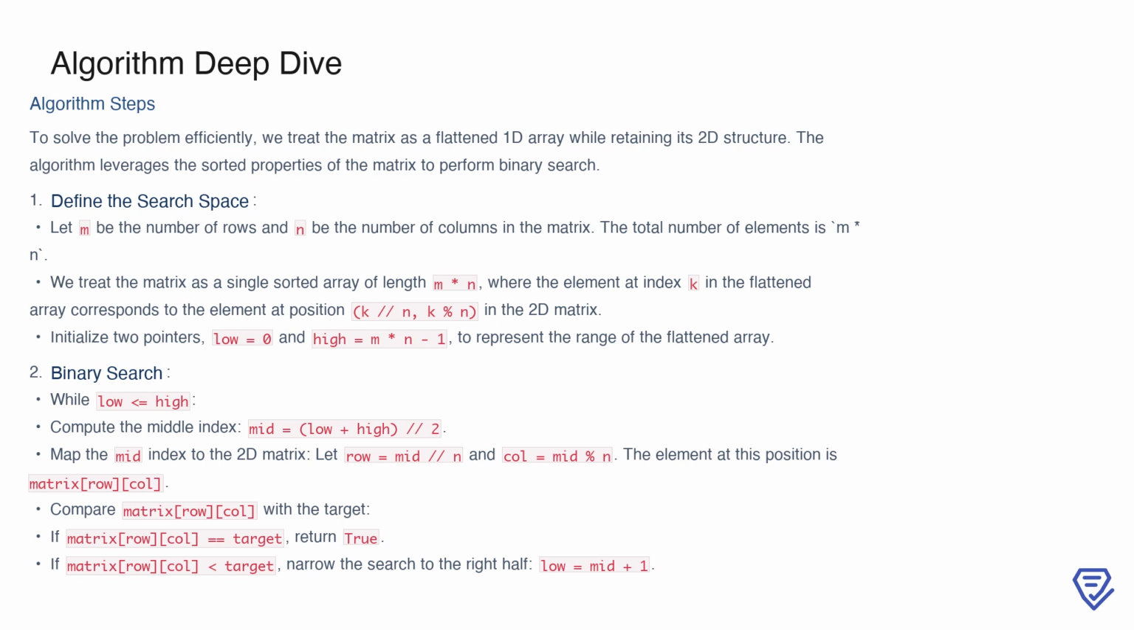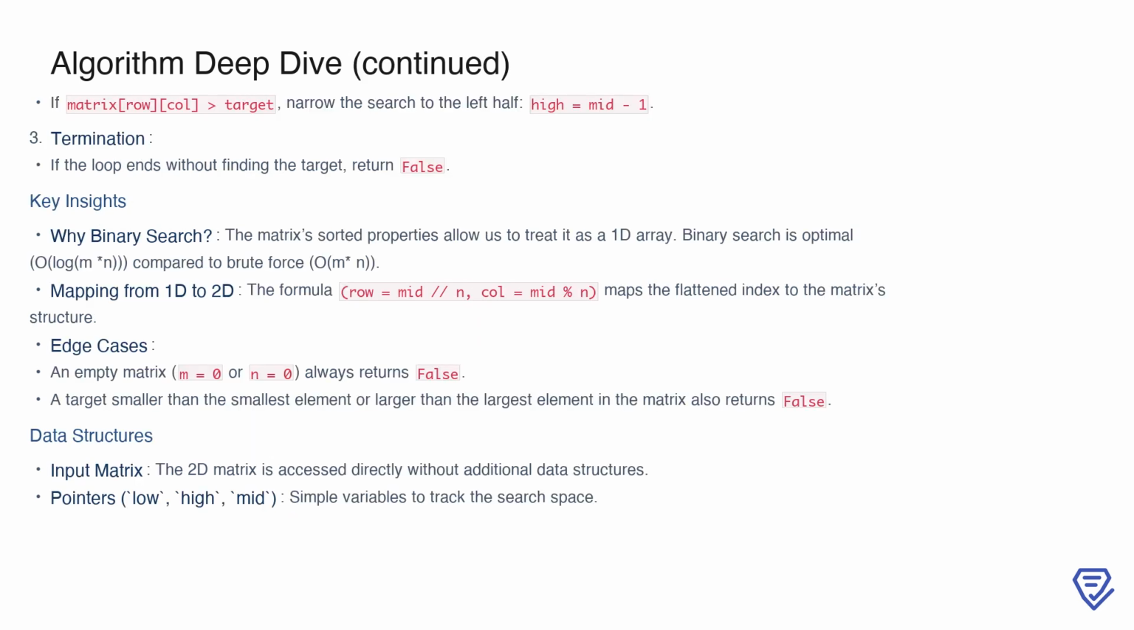If the value is smaller than the target, we narrow our search to the right half by updating low to mid + 1. If the value at matrix[row][col] is greater than the target, we instead narrow the search to the left half by updating high to mid - 1. This process continues until either the target is found or the search space is exhausted. If the loop terminates without finding the target, we return false.